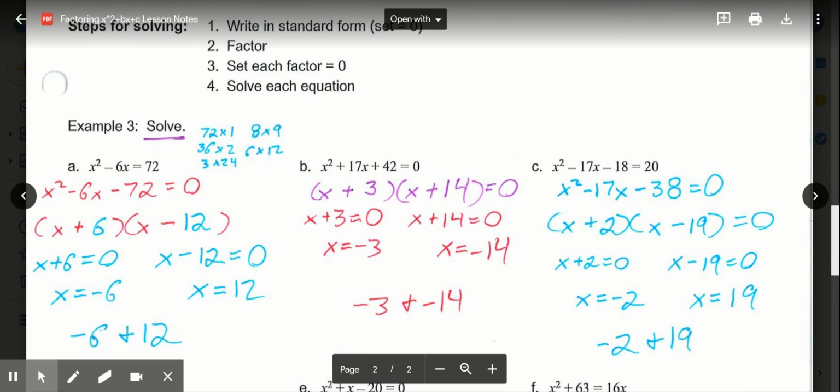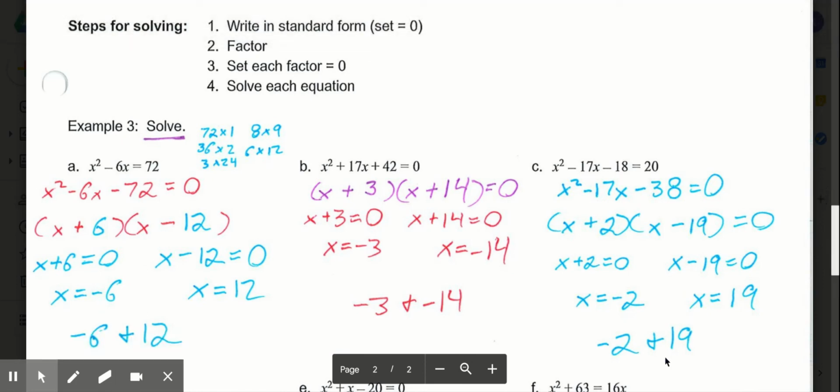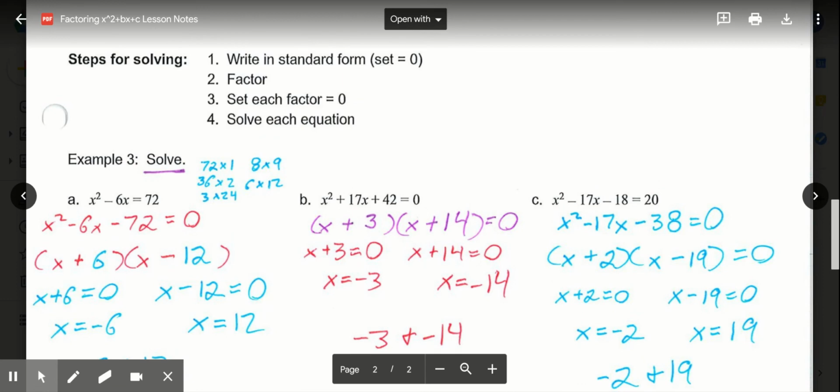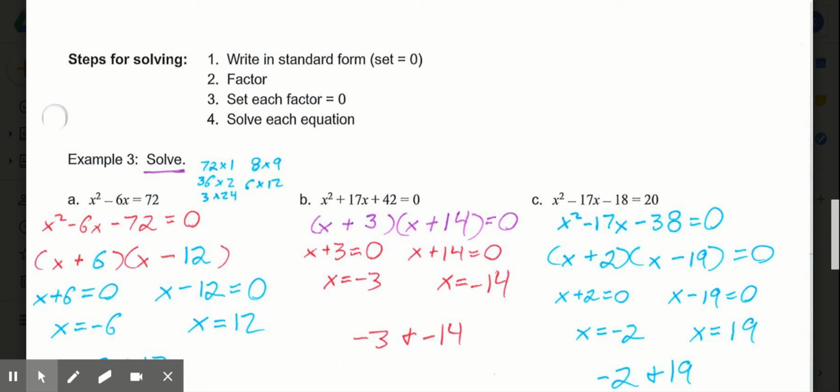So those were all examples of how we factor and use it to simplify expressions. We can also use this process to solve equations. So we have 4 steps for solving equations by factoring. First, we have to write the equation in standard form so that it's set equal to 0. Then we factor the left side. We set each factor equal to 0, like you did in the last practice assignment, and then we solve each of those equations.